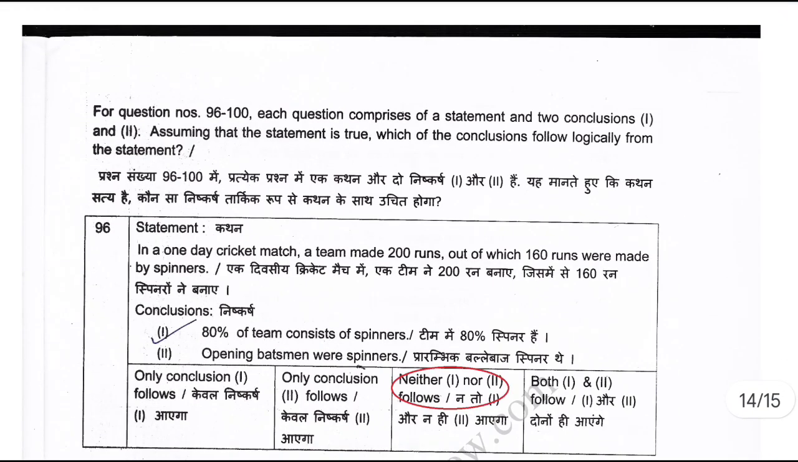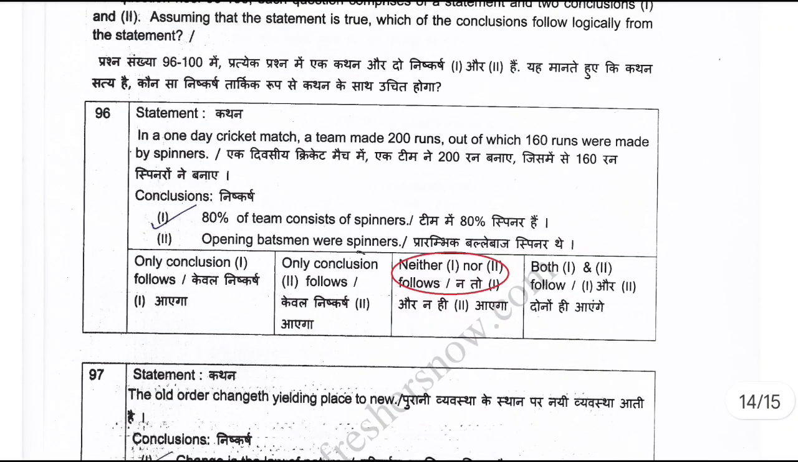For question number 96 to 100, each question comprises a statement and 2 conclusions. Don't make a conclusion yourself, but assume that the statement is true, then tick the conclusion that follows.